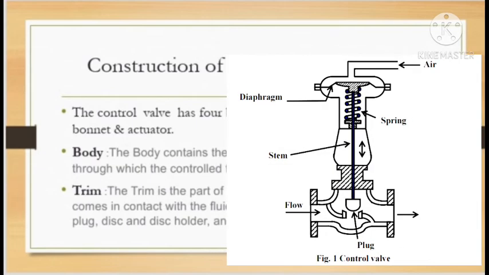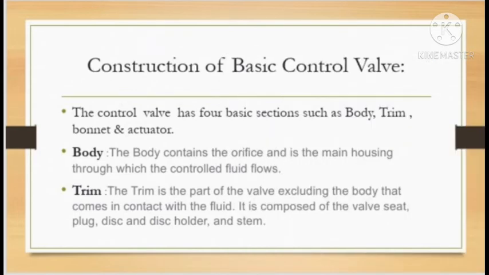Now we discuss about the construction of control valve. As you can see the basic diagram of control valve on screen. Basically, working of control valve is same for various valves, but in some valves their structure and parts are different. The control valve has four sections which are as follows. First one body, second one trim, third one bonnet and fourth one actuator.